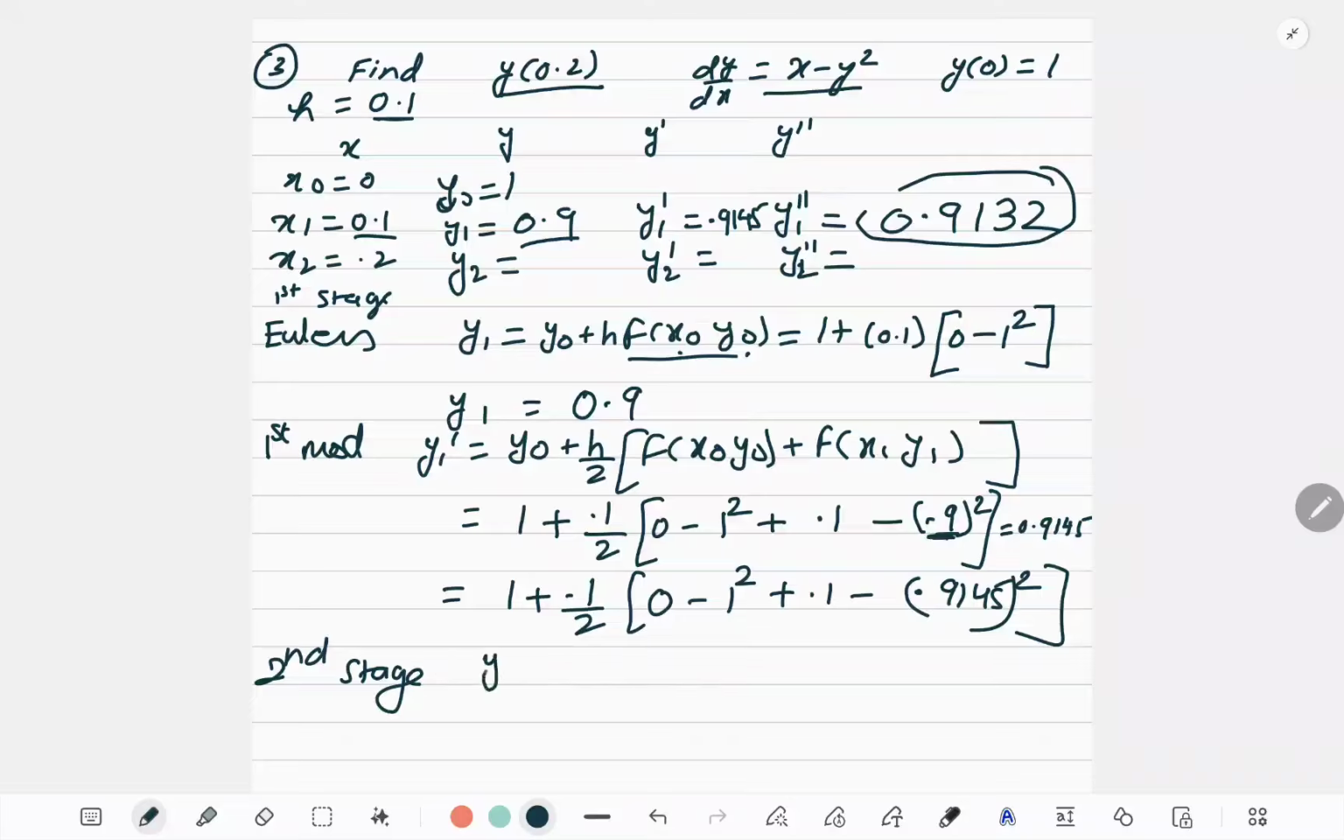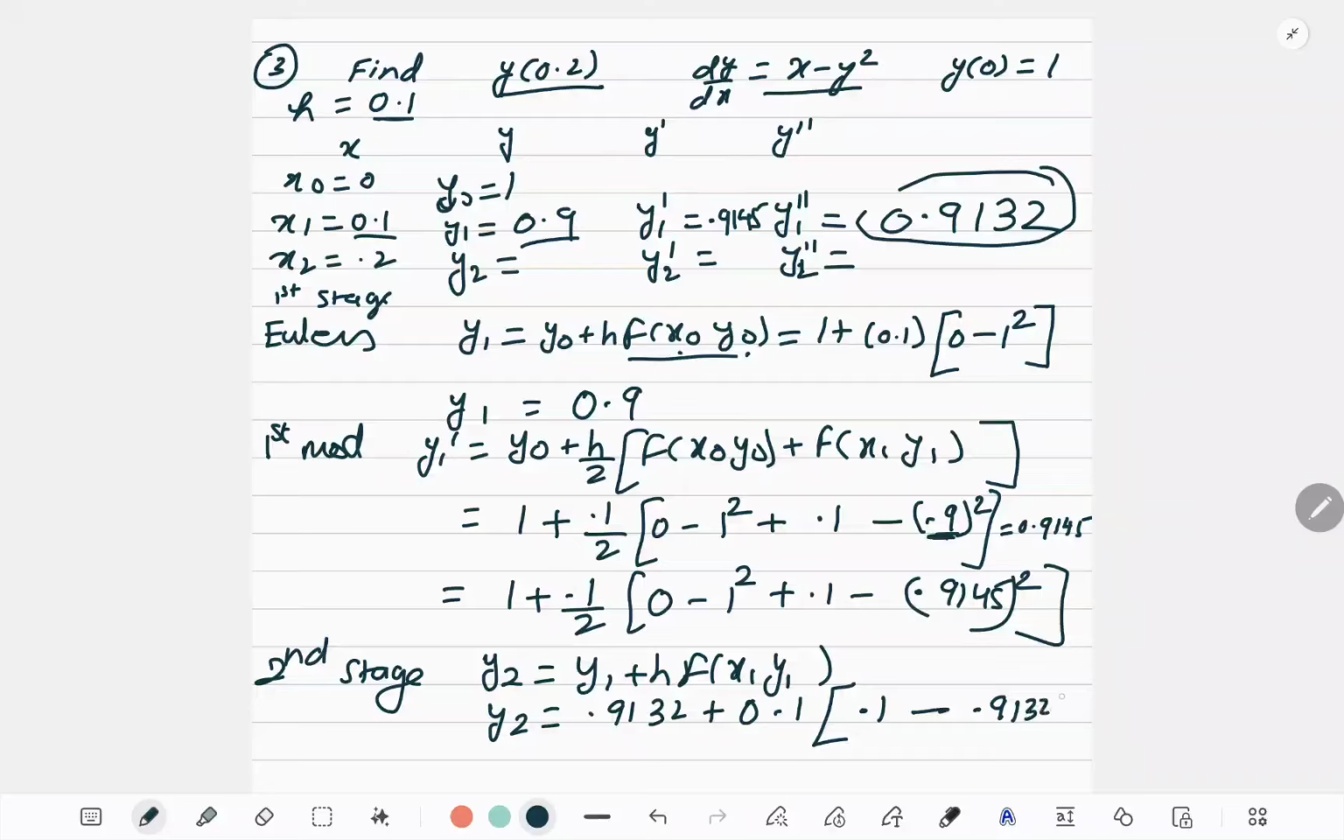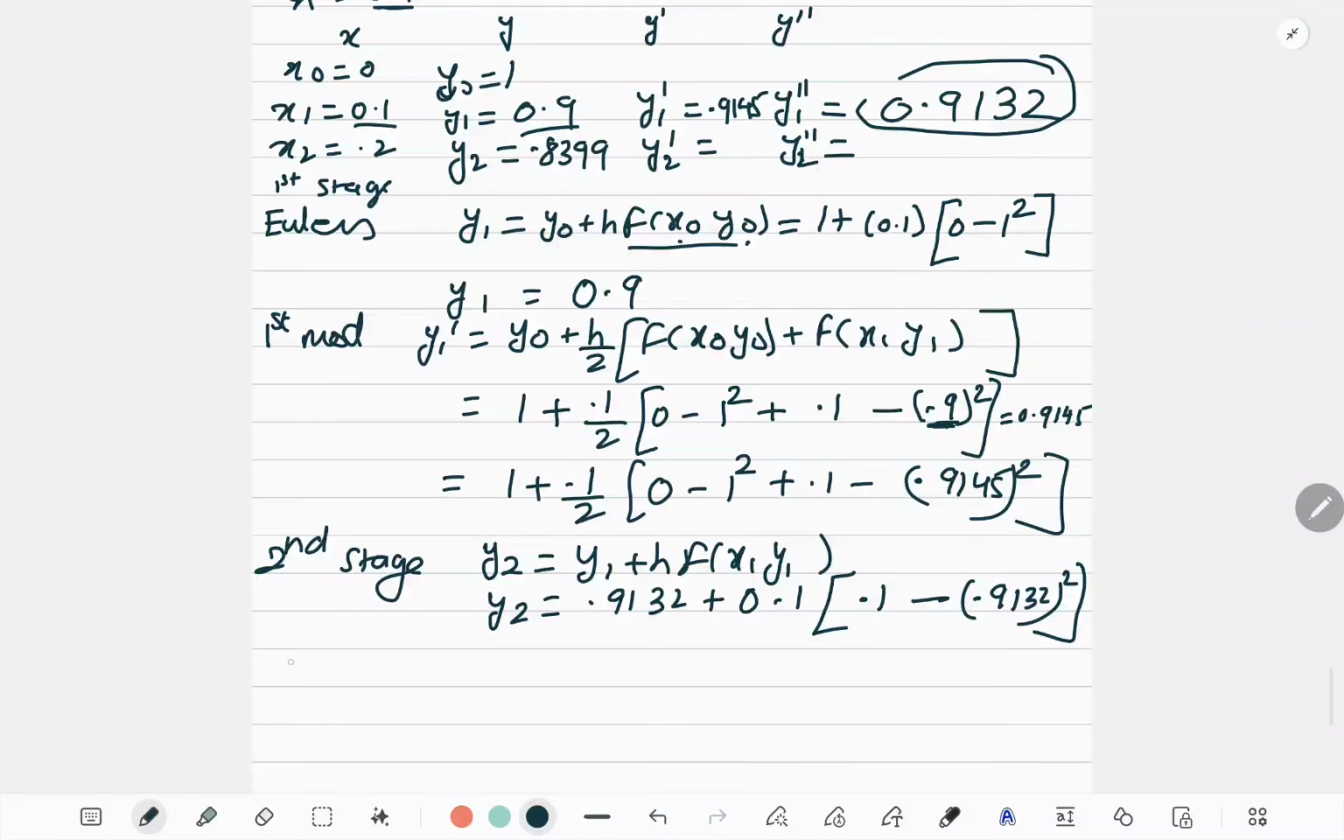In second stage, I am going to find out the value of y2, which is y1 plus h f of x1 y1. So substitute the value. y2 is equal to y1. What is y1? 0.9132 plus 0.1. Value of the function at x1 y1. So x1 is 0.1 minus 0.9132 square. Correct? So this will give me the value of y2. Right? So what is the value of y2? 0.8399, which you substitute here. 0.8399. Correct? Now you go to the first modification.